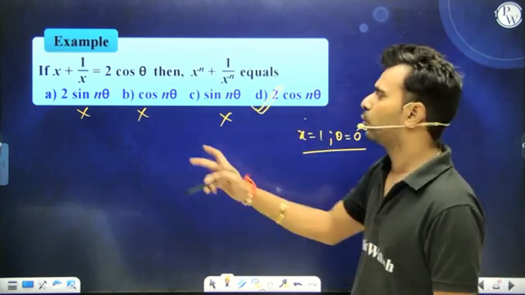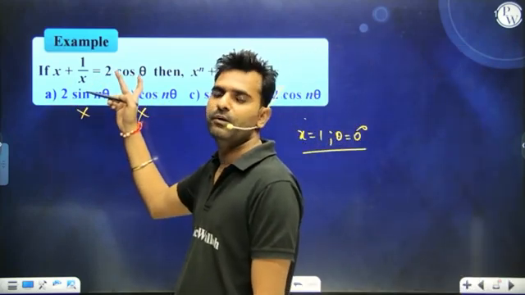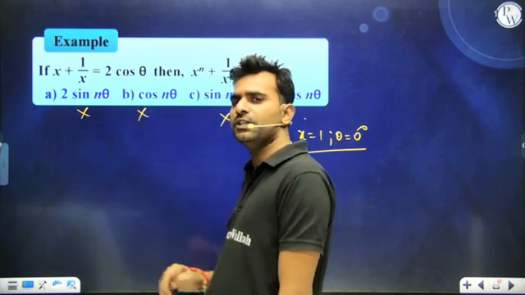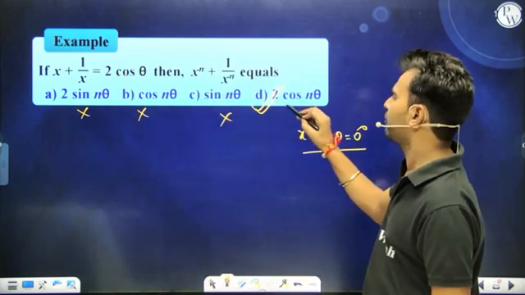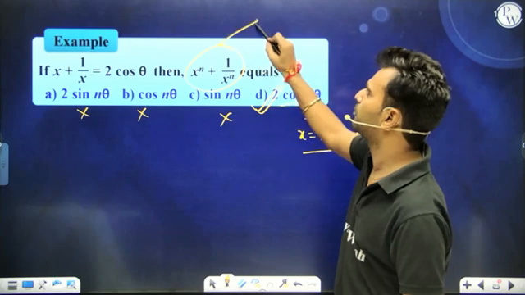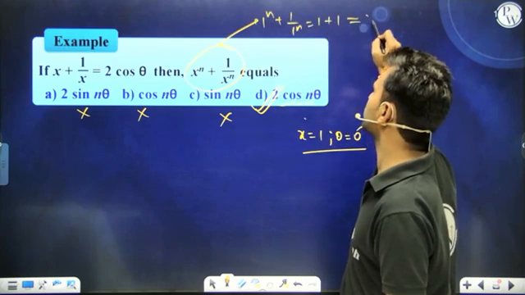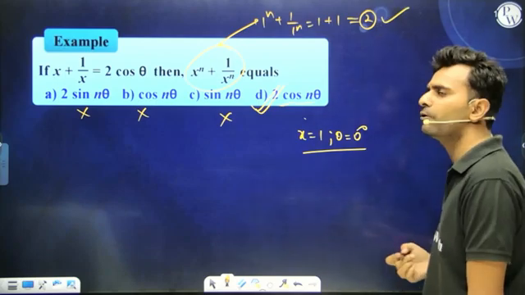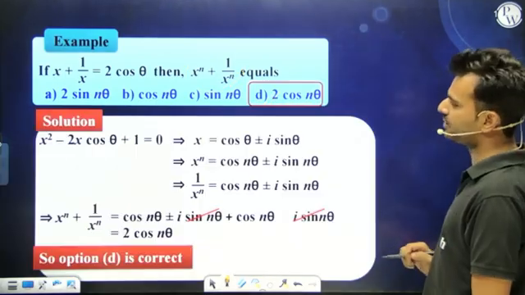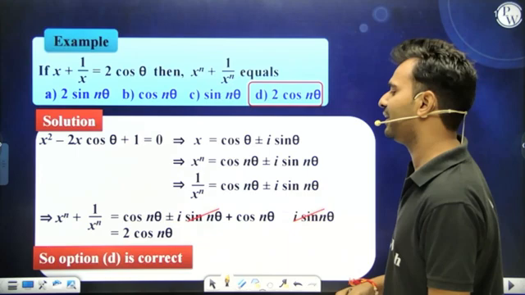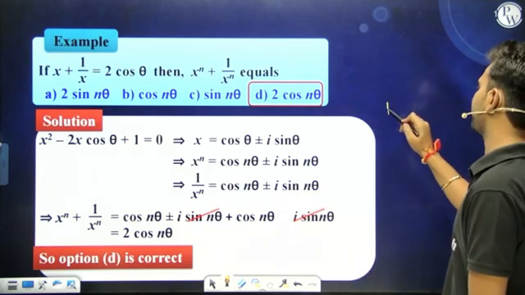Right, because x equal to 1, if you put over here, then cos theta will be equal to 1. That means theta has to be 0 degree. So theta 0 degree. If you put it, which of the following options gives you 1 to the power n plus 1 by 1 to the power n, that is equal to 1 plus 1, that is equal to 2. Which of the following options is giving you 2 when you are putting theta equals 0 degree? That has to be your answer. So one way is this. Another way I have attached for you guys. Refer to it for the subjective method.